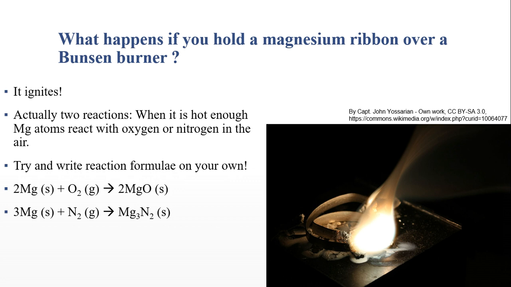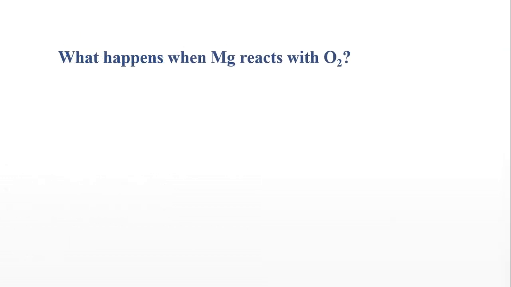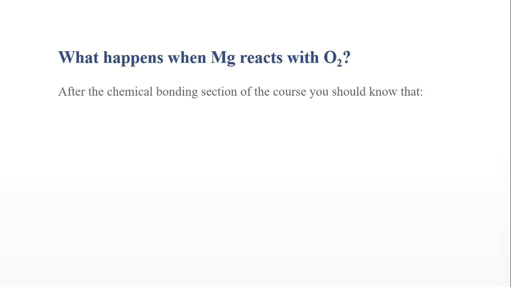Well, I hope so. But it's very important here that we have a balanced reaction, so the stoichiometric coefficients make sure that we don't have more atoms on one side than the other. So two reactions here, magnesium reacting with oxygen gas and nitrogen gas. And we're going to see what happens more closely when these react with each other. So let's start with the reaction between magnesium and oxygen gas.